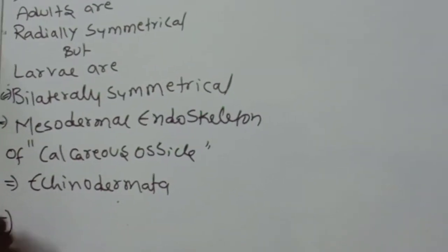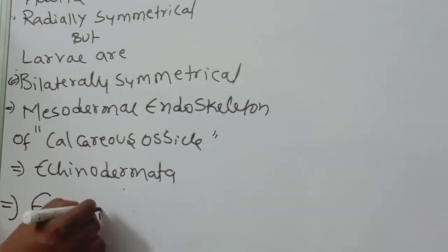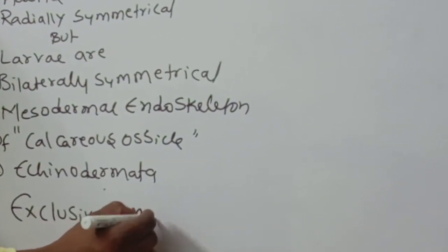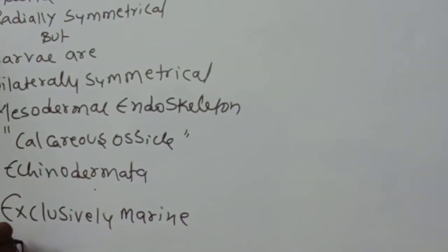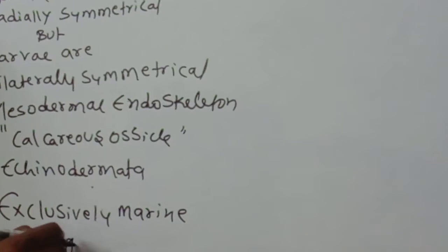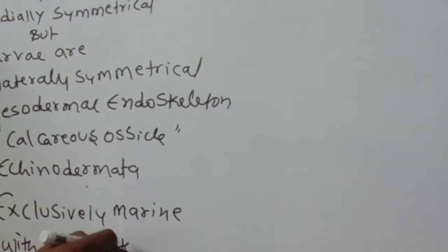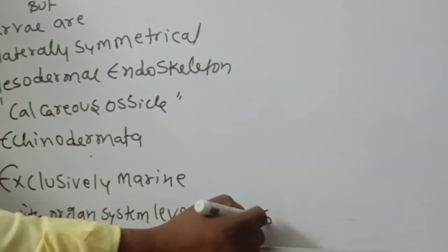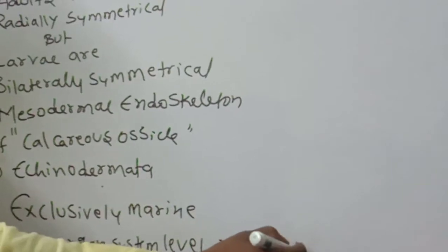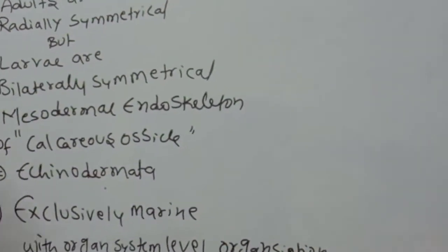Now, what is the next one? Exclusively marine. This point you should remember. They have organ system level organization. Organ systems are present. The most distinctive feature, the most important one, will be there.